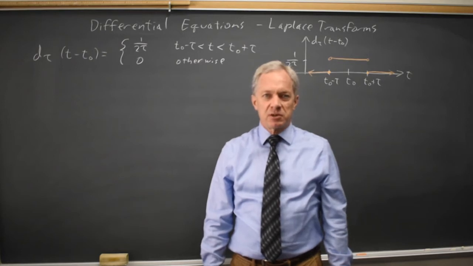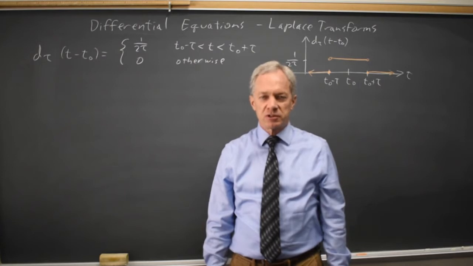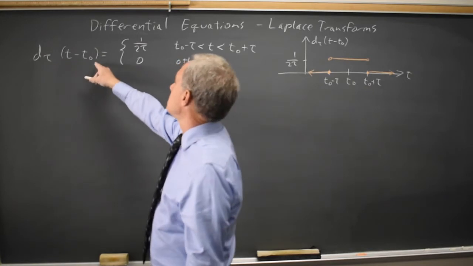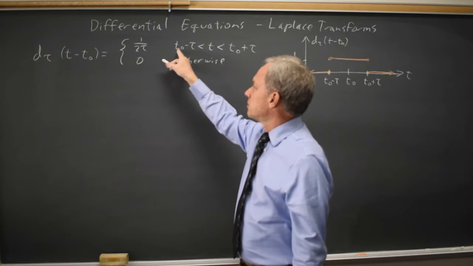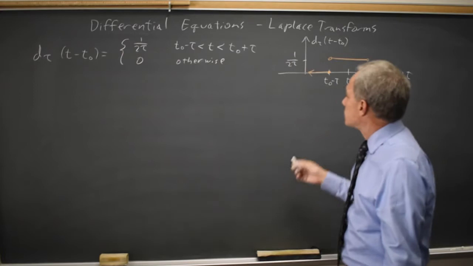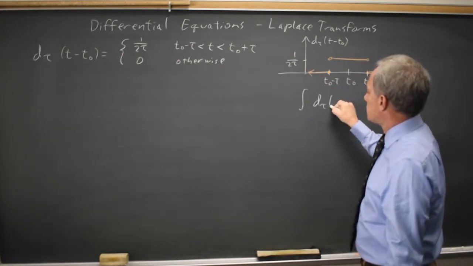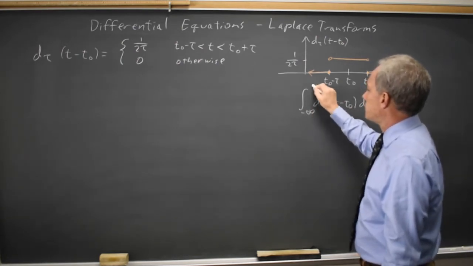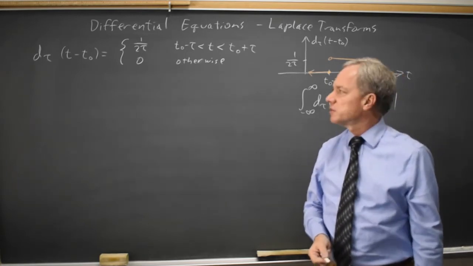I'm Dr. Roger, and today we're looking at differential equations, in particular the Laplace transform of the Dirac delta function. I'm looking at d tau of t minus t0, which is defined to be 1 over 2 tau from t0 minus tau to t0 plus tau and 0 everywhere else. So that's graphed here, and clearly the integral of d tau of t minus t0 dt from negative infinity to infinity equals 1 regardless of what value of tau we have.